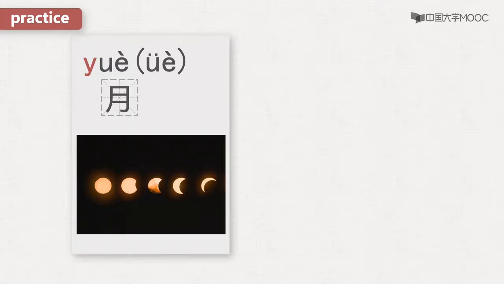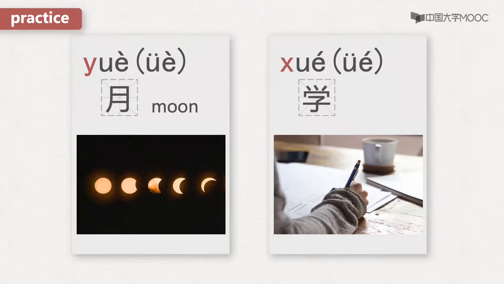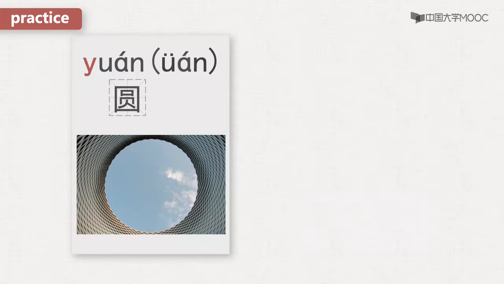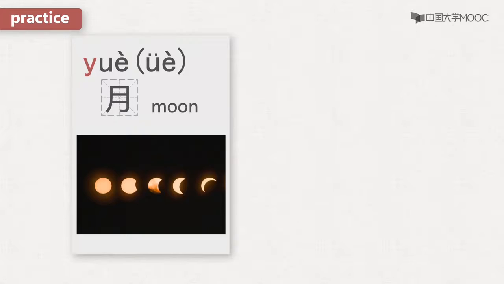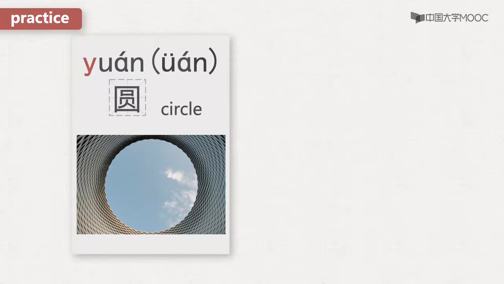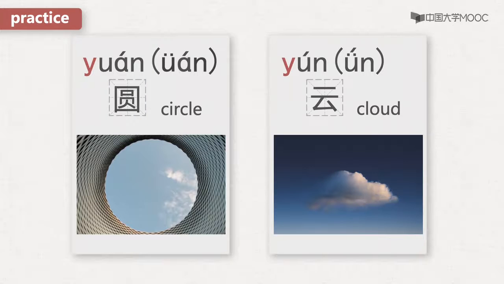Yue, moon. Xue, study. Yuan, circle. Yun, cloud. 月, 学, 圆, 云. 学 is study. 学生 is student. So, 我是学生. Correct.